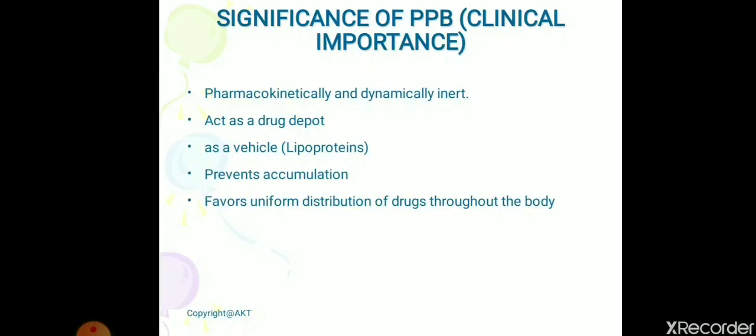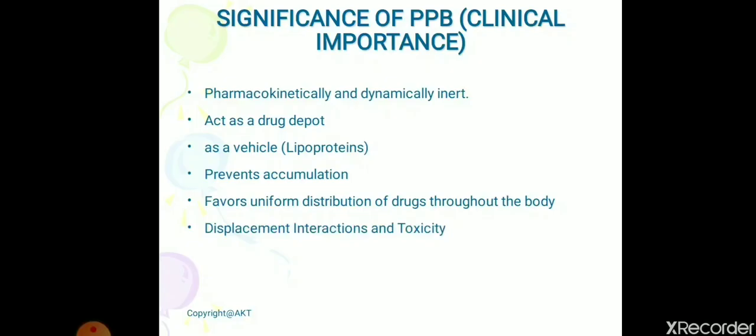Favor uniform distribution throughout the body. As I already mentioned, the drug which is bound to plasma protein is not available for transfer from the blood into the tissue compartment. So it will be traveling throughout the systemic circulation, slowly releasing the free drug from the plasma protein bound state, and the free drug will be slowly distributed uniformly into the various tissue compartments in the body.